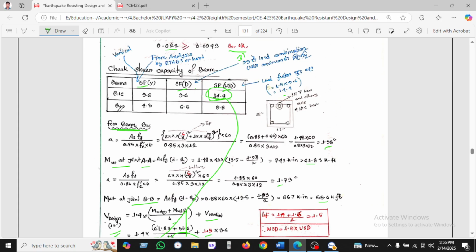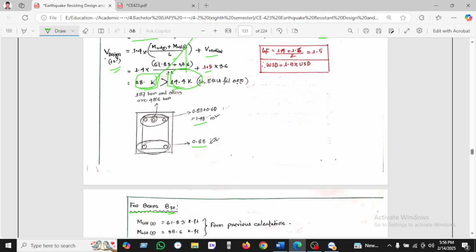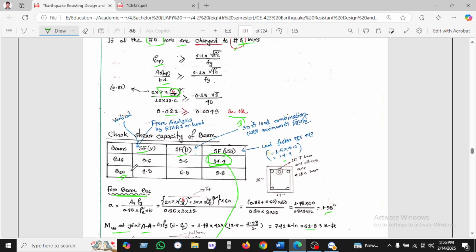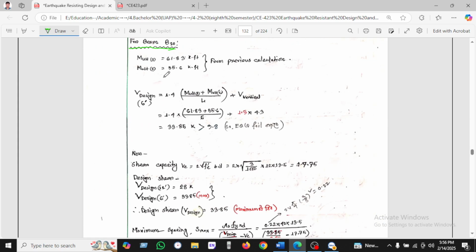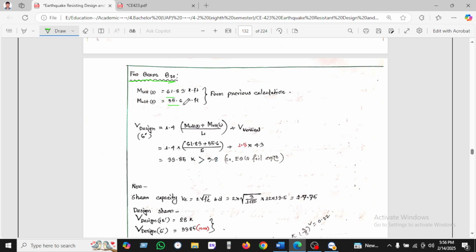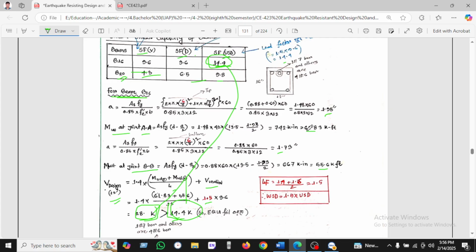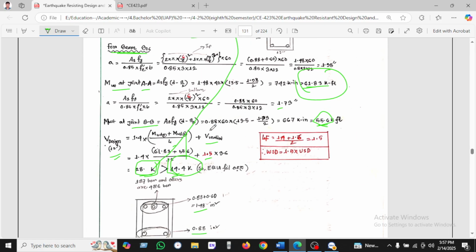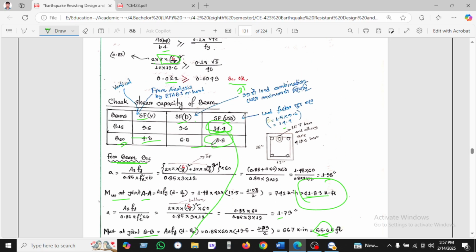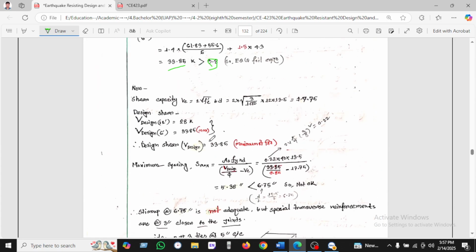So another beam is B20. All the data is given here. This is the beam 20 data we have been seen here. So in this way we have found 61 and 56 from previous calculation. Okay, so design we have been found 33.85, which is greater than 9.8. Here is 9.8. So this will be okay.